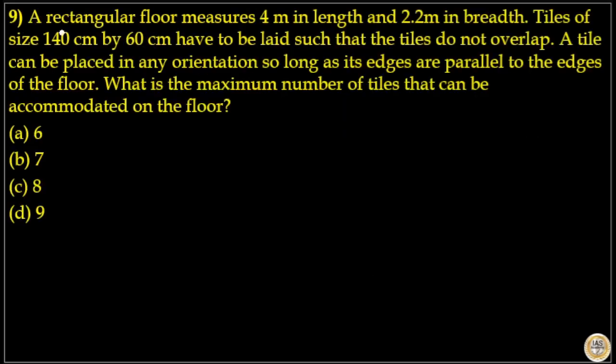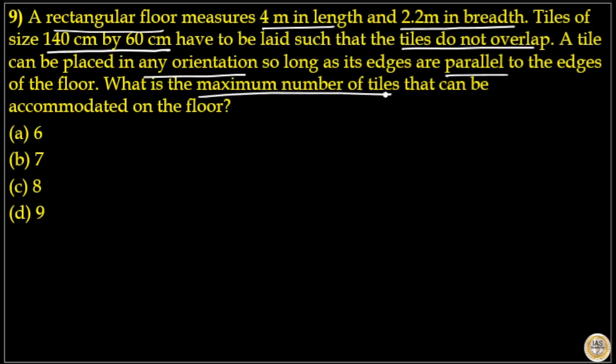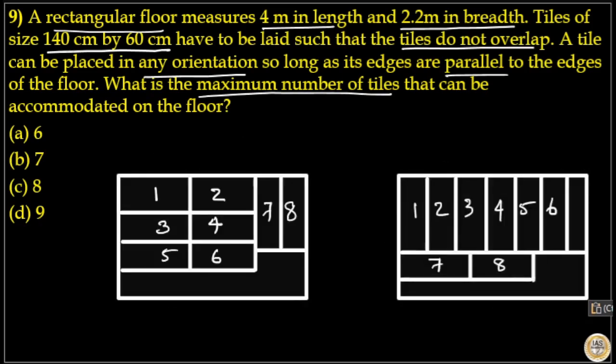Next is question number 9. A rectangular floor measures 4 meter in length and 2.2 meter in breadth. Tiles of size 140 cm by 60 cm have to be laid such that tiles do not overlap. A tile can be placed in any orientation so long as its edges are parallel to the edges of the floor. What is the maximum number of tiles that can be accommodated on the floor? So as per the dimension here, you can only place 8 tiles on the floor. Here, floor length is 4 meter. That means 400 centimeter.